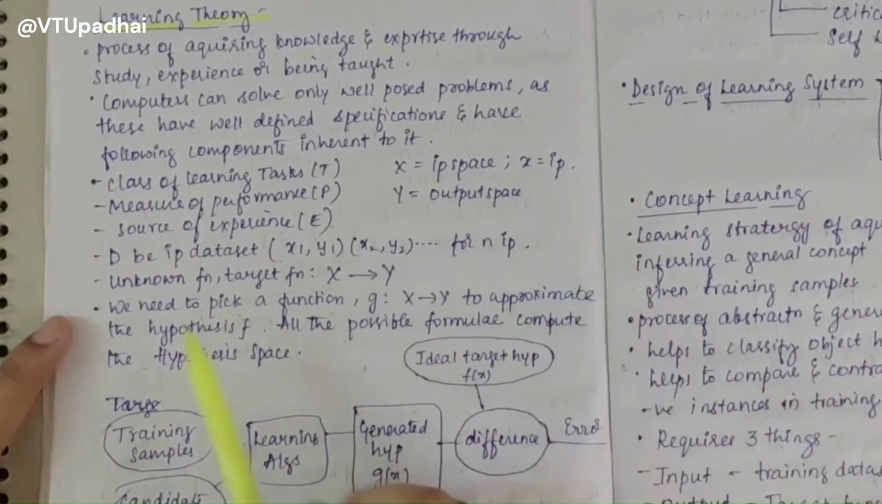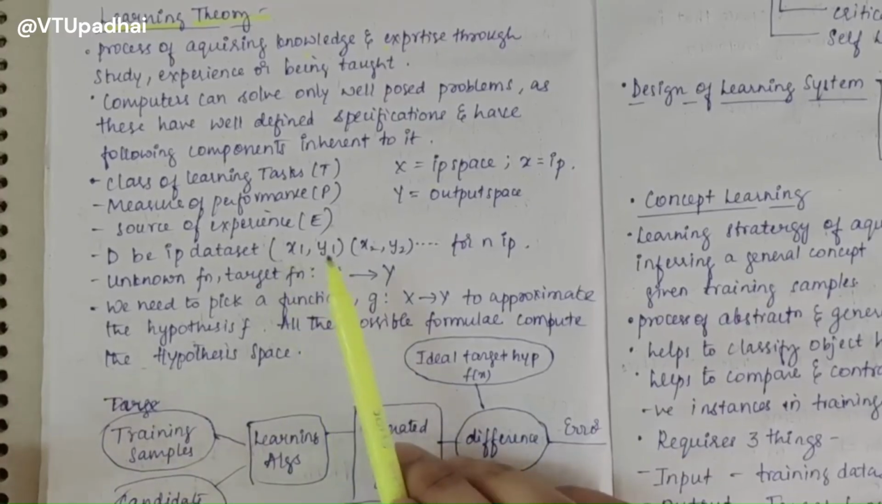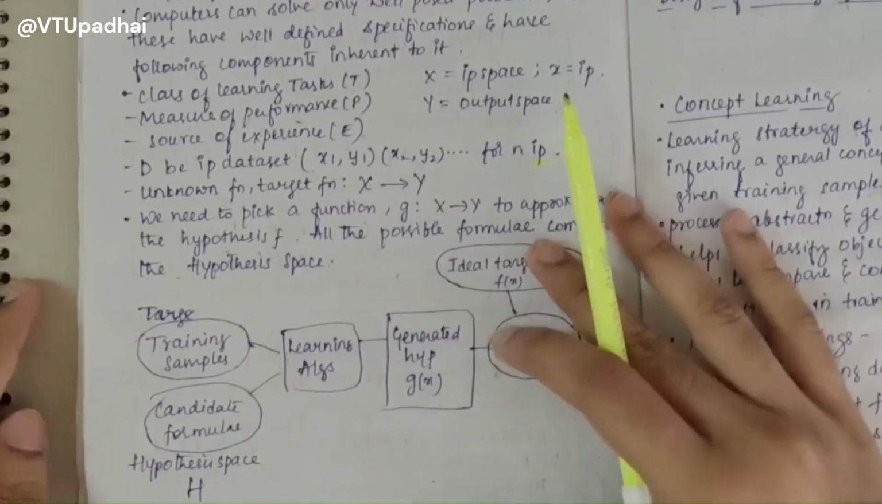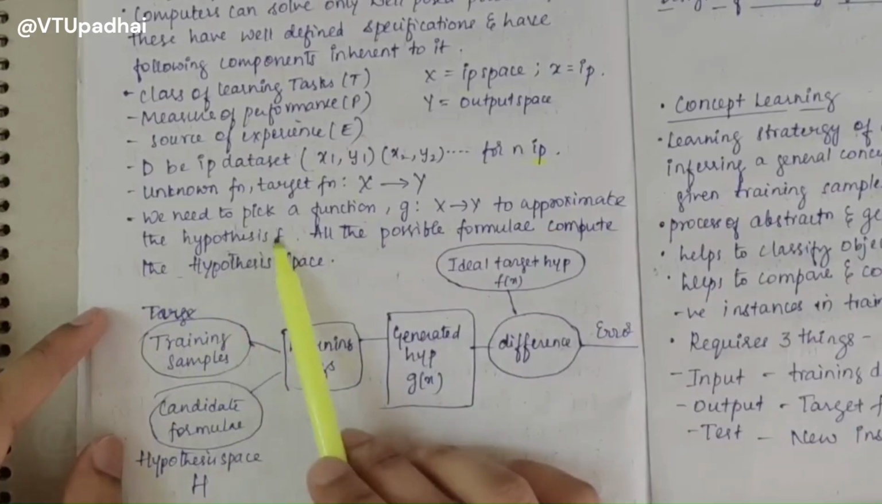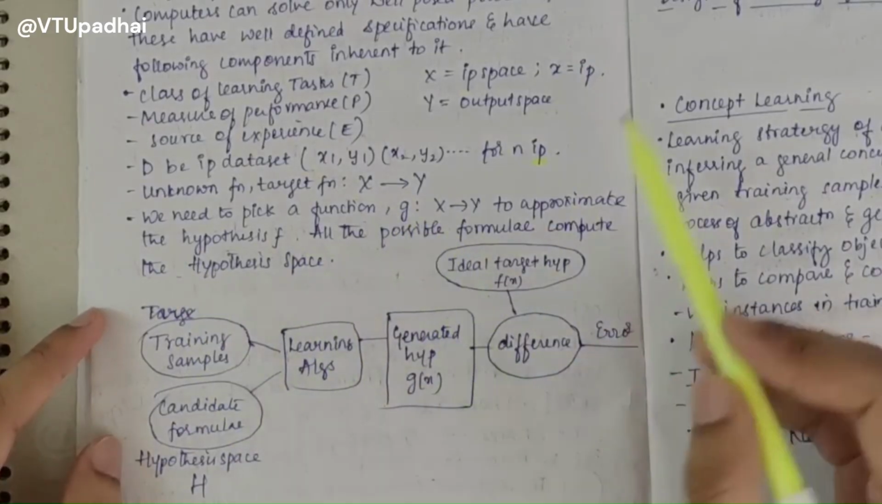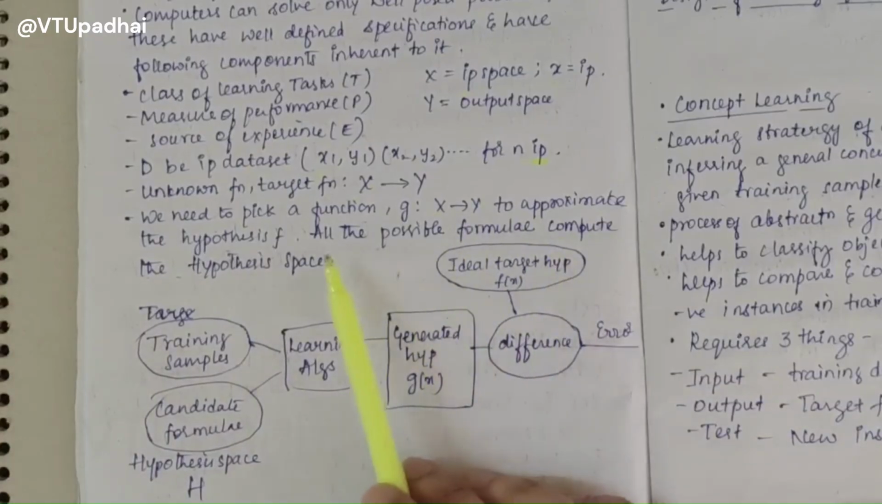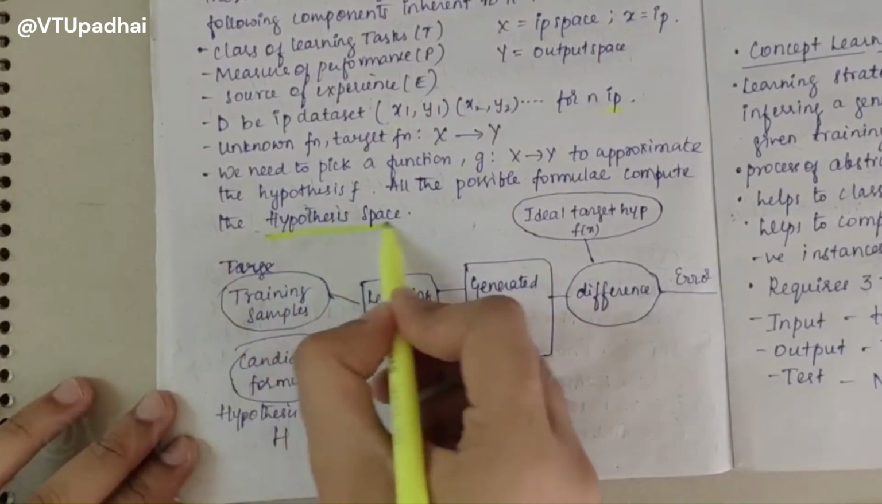So here, considering D to be the input data set, I have the solution, the question, the input, as well as the output for that particular instance for n inputs. So we have the unknown target function here, that is x derives y. We need to pick a function g such that x derives y to approximate the hypothesis f. All the possible formulae compose the hypothesis space. So that's what a hypothesis space refers to.